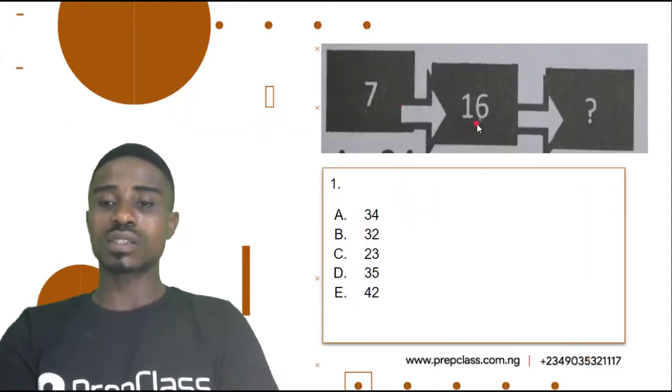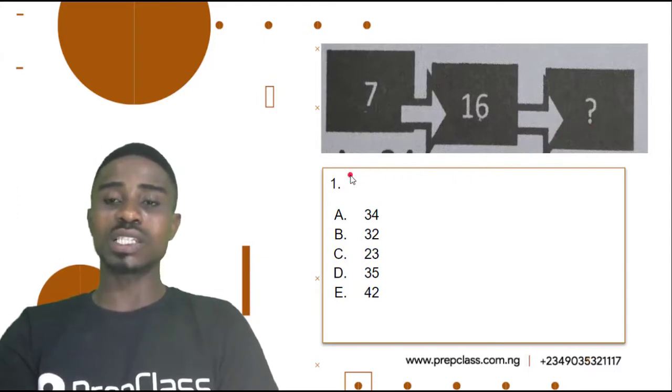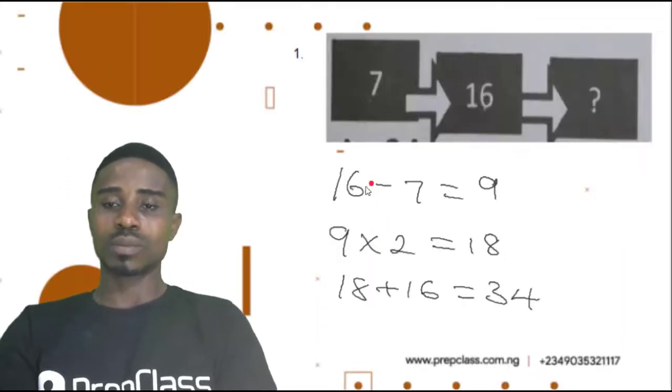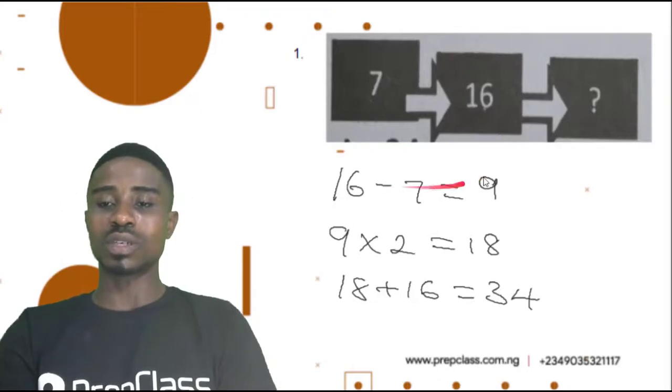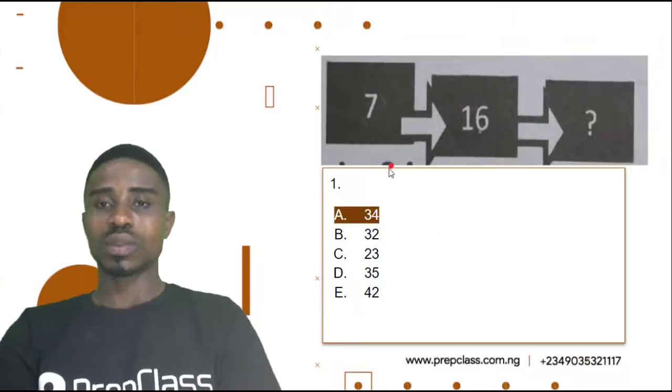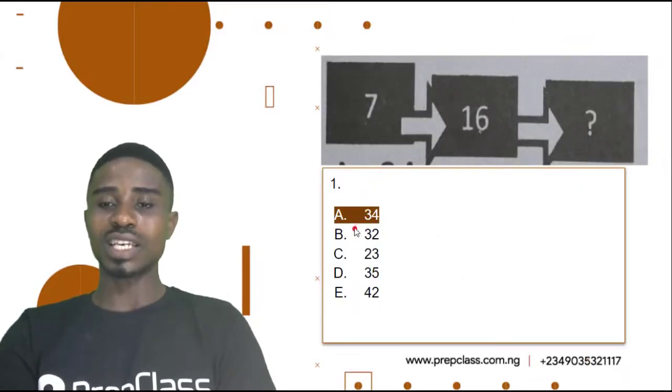We have 7, 16, and a question mark here. So we're going to be using the understanding we gained from the examples to solve this question. Let's see how to get it done. So 16 minus 7 will give us 9. 9 times 2 is equal to 18. 18 plus 16 will give us 34. And that is what our answer would be. Our answer here would be 34. Let's check it out. Question 1, option A, 34 is our answer.